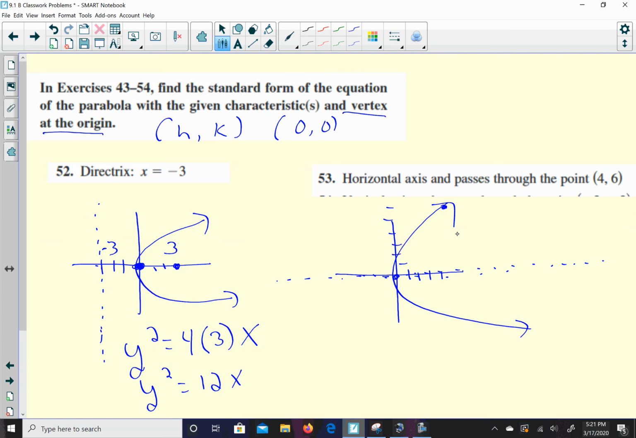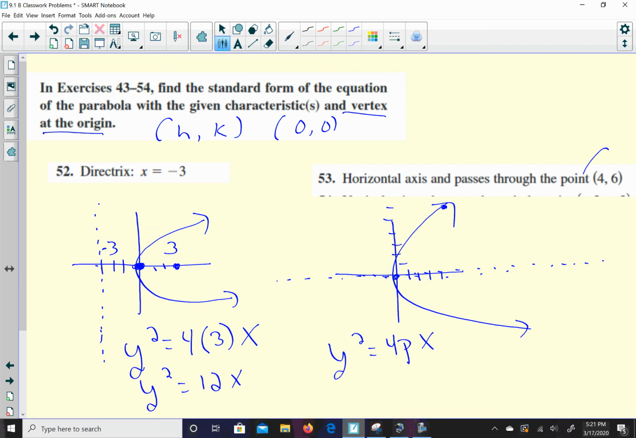Again, it's laying on its side, so I know my y is squared. y squared is equal to 4. I don't know anything about a directrix. I don't know anything about a focus, so I have no idea how to find my p. I'm going to have x. So this is the way I'm going to write the equation at first.